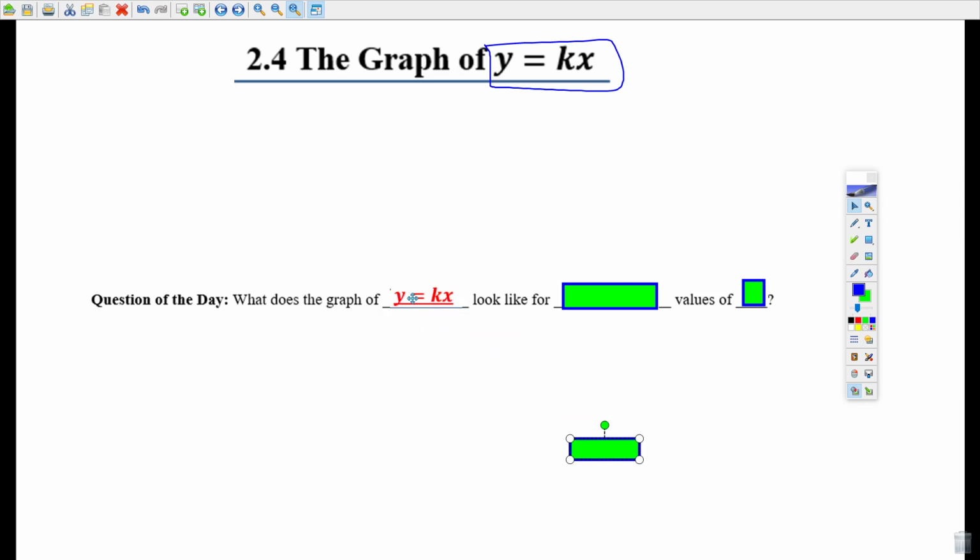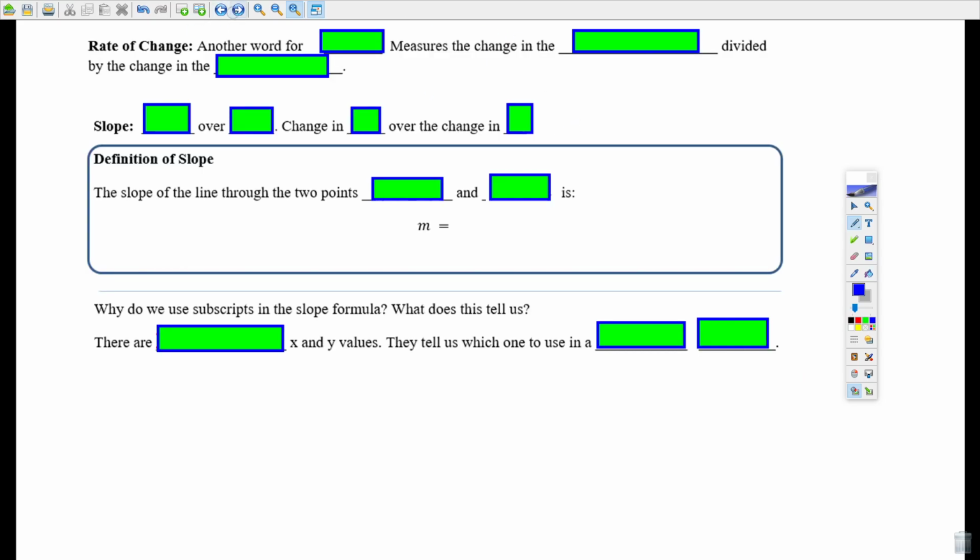What does the graph of y equals kx look like for different values of k? So we're using this basic equation, changing the values of k. And we'll also be finding the k values here. So rate of change, maybe you've heard this before. Rate of change. This works perfectly for y equals kx. So it's just another word for slope.